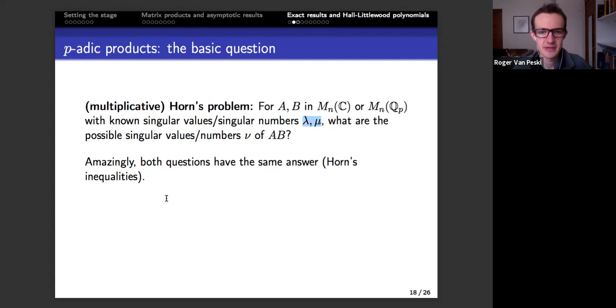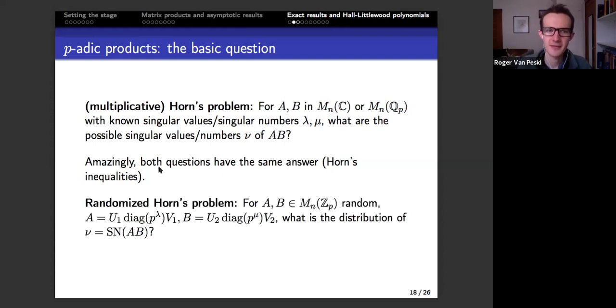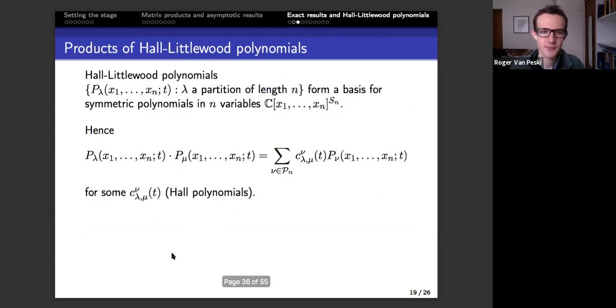And so the deterministic versions of these problems have the same answer, but the randomized versions are different. In the randomized version, you say, okay, let's take A and B, both random, but having some fixed singular numbers, lambda and mu. You can think of these as diagonal matrices with entries p to the lambda and p to the mu, then randomly rotated somehow, and then multiplied together. And then you can ask, what is the probability distribution on the singular numbers of AB? This is more or less the question that we want to ask.